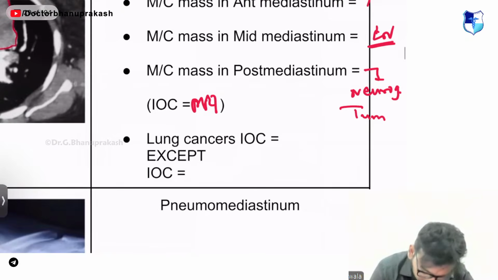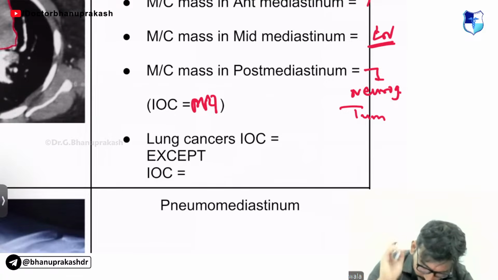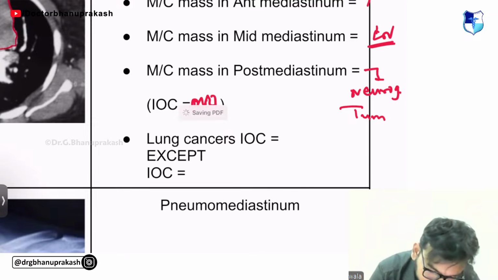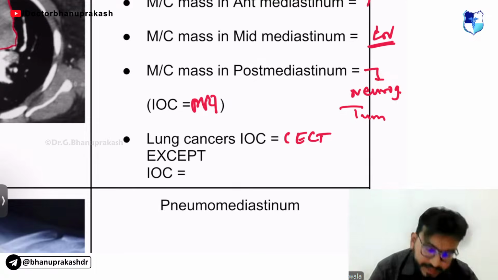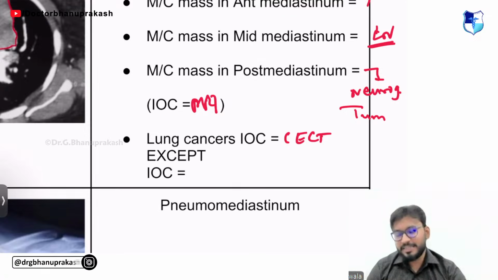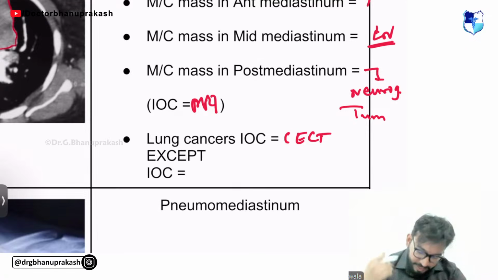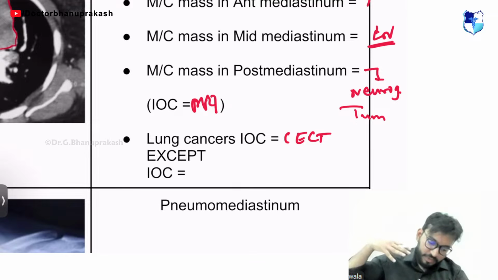Lung cancer's investigation of choice. One-liner. Yes, Vinay Kumar, you are right. This is a contrast enhanced CT scan. Except for which lung tumor does CT scan not work? I told you, guys, this again we've discussed. The tumor in the apex of the lung.